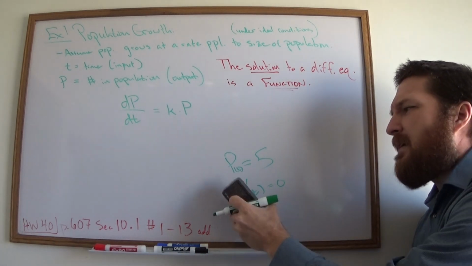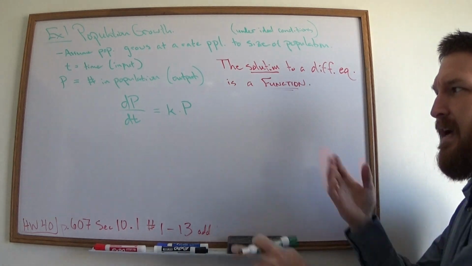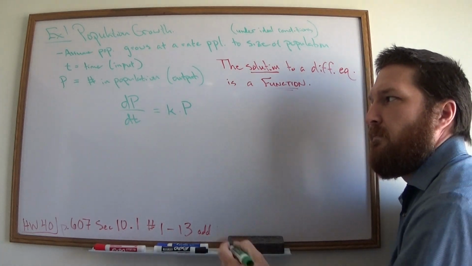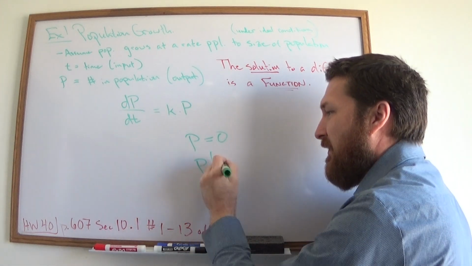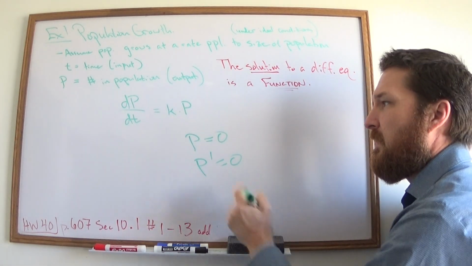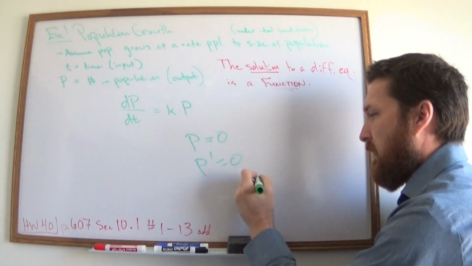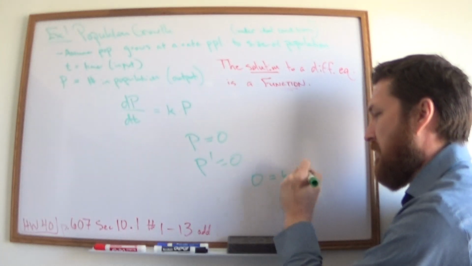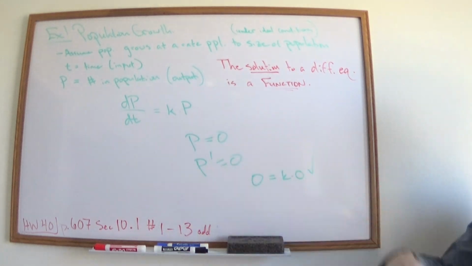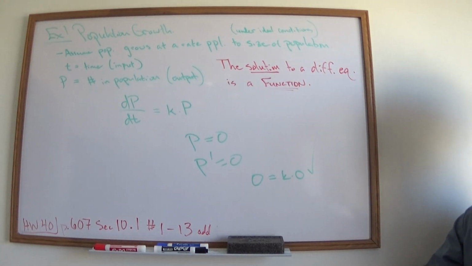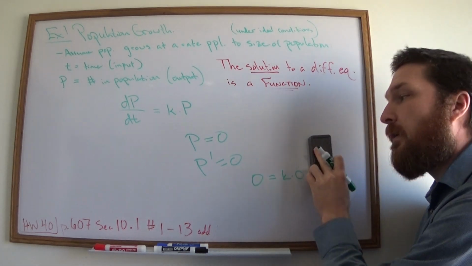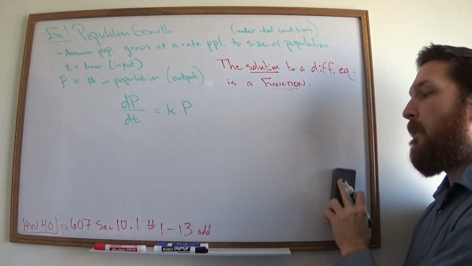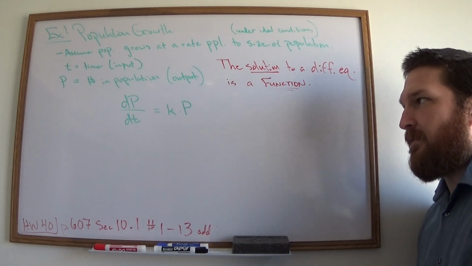And oftentimes, it turns out that does solve this differential equation, right? Like if I said p equals 0, take the derivative of it, it's equal to 0. Does that solve this differential equation? Well, 0 equals k times 0. Yes, that is a solution. Is that one of the ones that we care about? No. Nothing interesting is happening. We call that the trivial solution, and we're not really interested in the trivial solution.